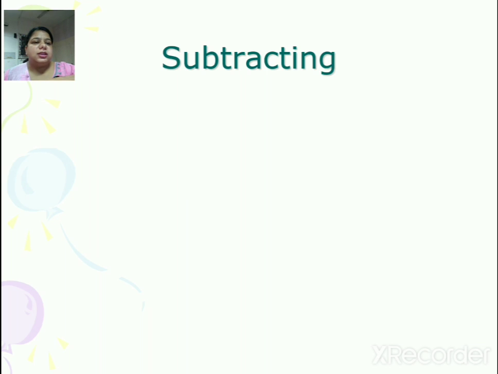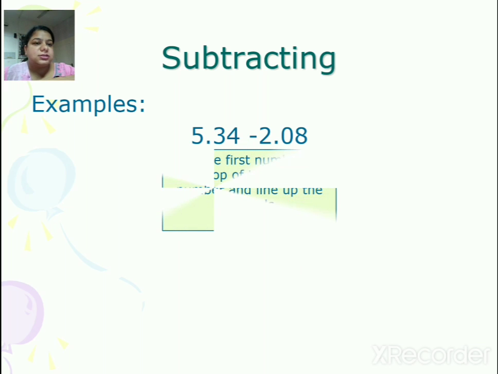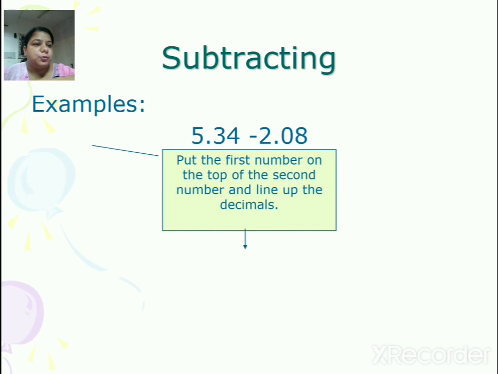Now again, let's take an example of subtraction: 5.34 minus 2.08. Again, you have to put the first number on the top, and the second number you have to put so that the decimal should be below the decimal. You have to line up the decimal always. This is the main thing here.